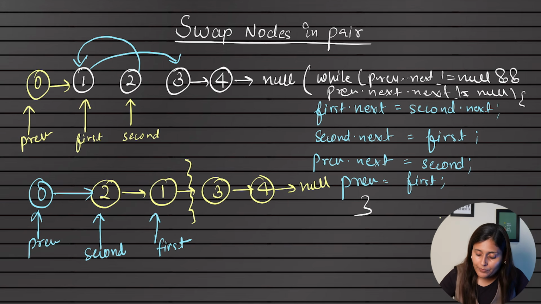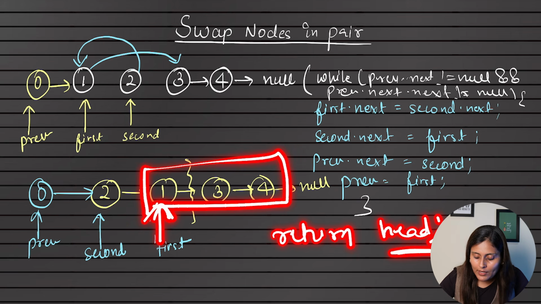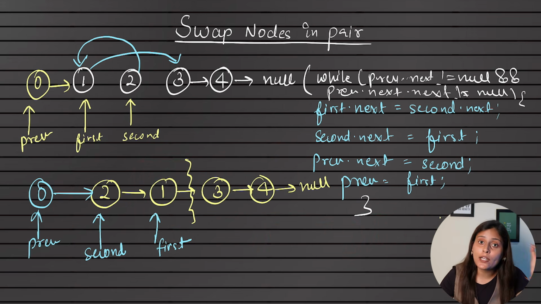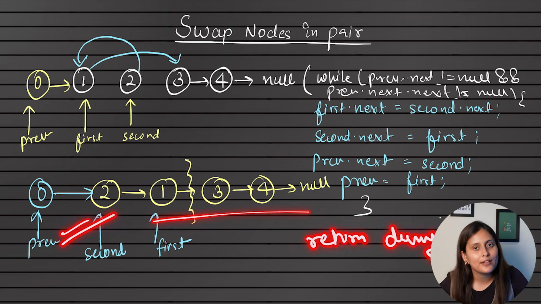Now what will happen after coming out? What do you think? Should we return head? No. Why? Because head was pointing to 1. If we return head, it will return 1, 4, 3 after the swap. What about 2? That is why we created a dummy node. So instead of returning head, we will return dummy dot next, okay, and we are done.